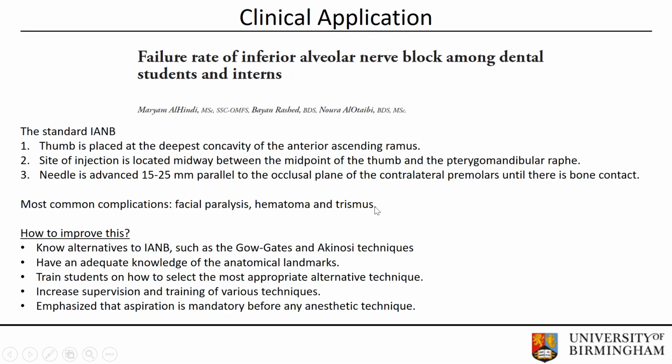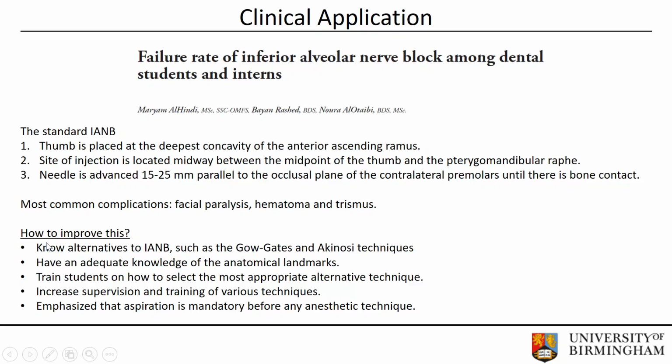And trismus means that the patient won't be able to open the mouth because of a hyper contraction of the muscles, and this will be painful. This happens when, for example, we touch the medial pterygoid with the needle, and therefore there will be a contraction of these muscles, and they will react, and it will be painful for them to open the mouth later.